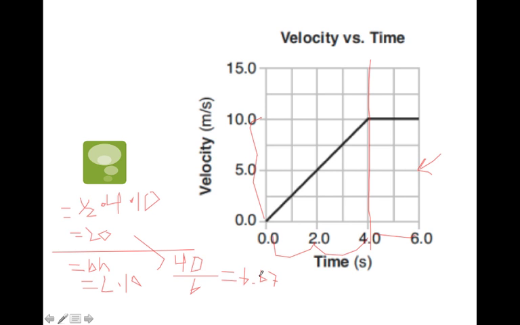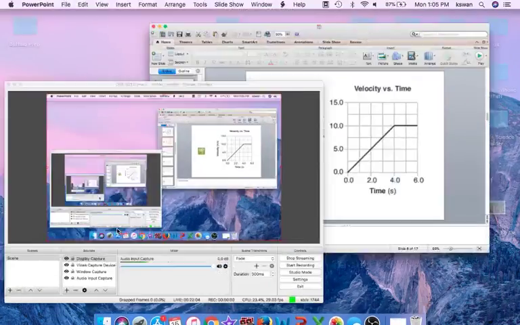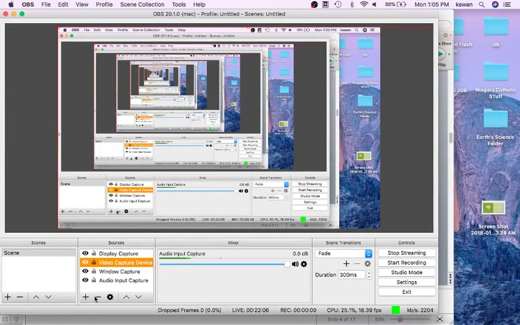Okay, are we good with motion graphs, or do people still have questions? Can I move on to kinematic equations? Yes, is everybody okay with that? Yes. Okay. Kinematic equations.